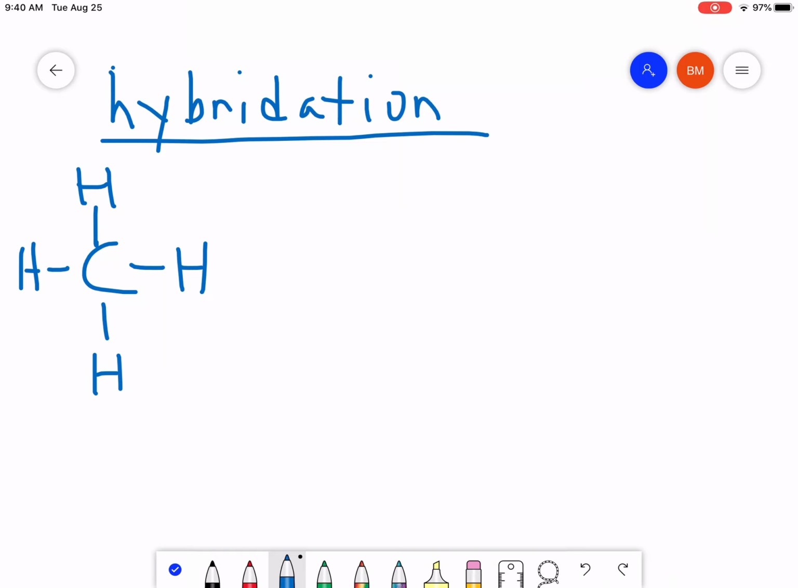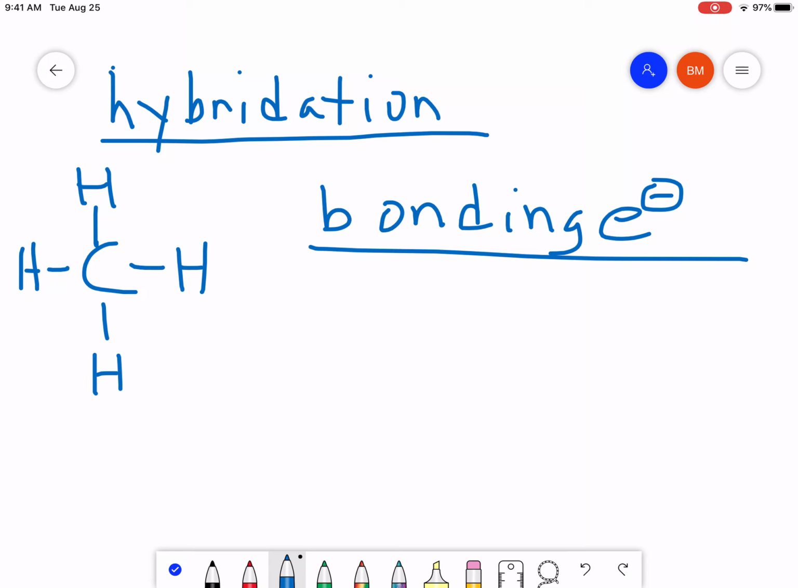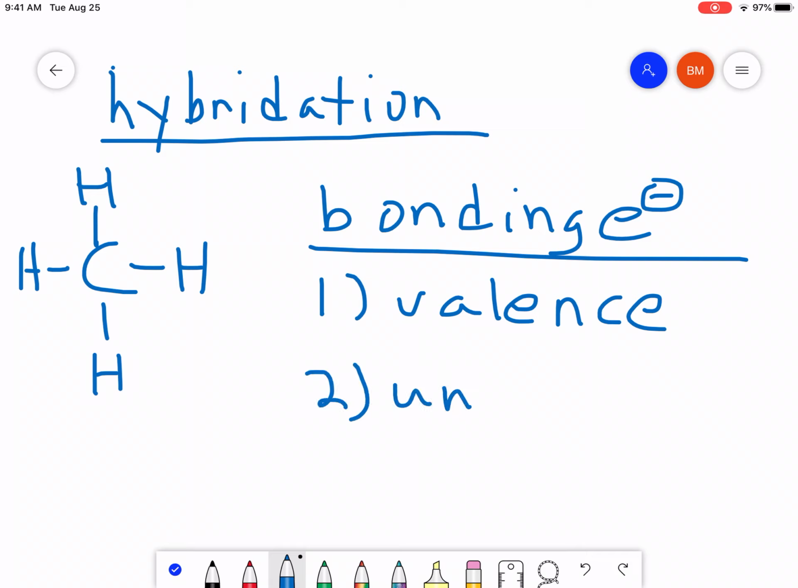Something that you should know, first of all, about bonding electrons. There are two requirements for an electron to be able to form a bond with something else. Number one, it has to be valence. Only electrons in the outer shell are capable of overlapping with other atoms and their electrons to form bonds. Number two, these must be unpaired. If they're already in a pair, they're not going to form a bond.